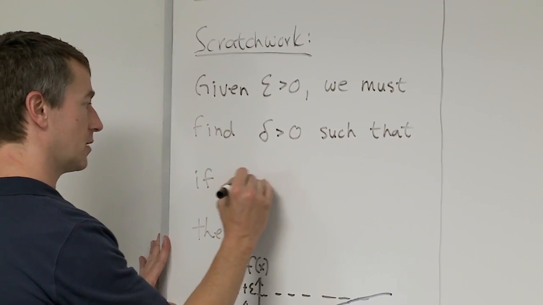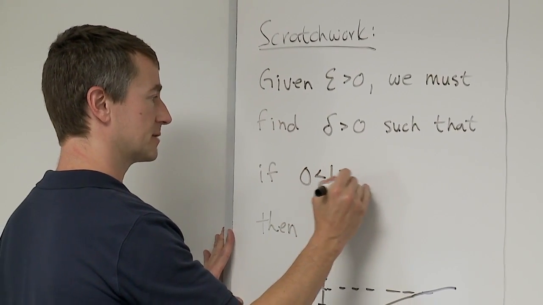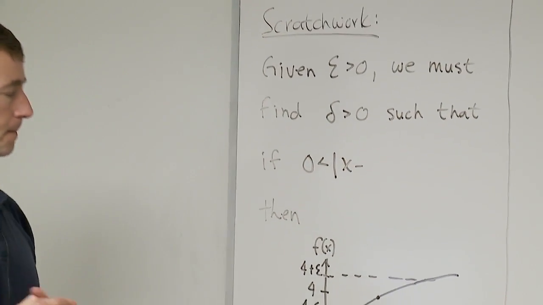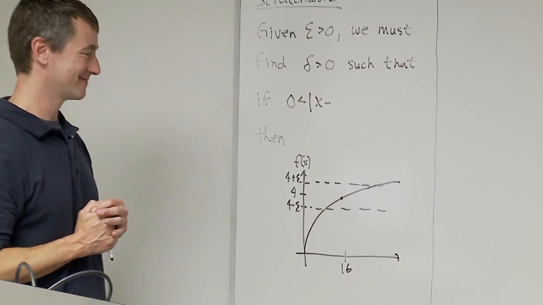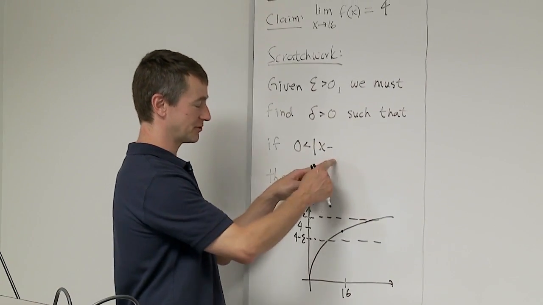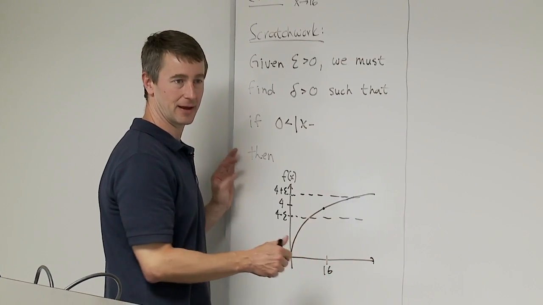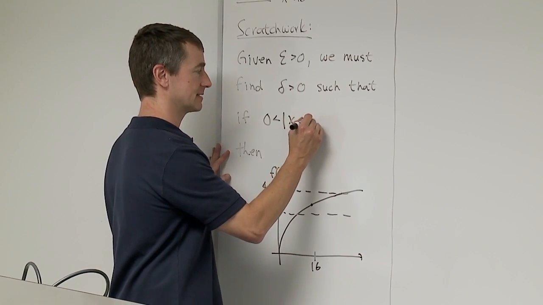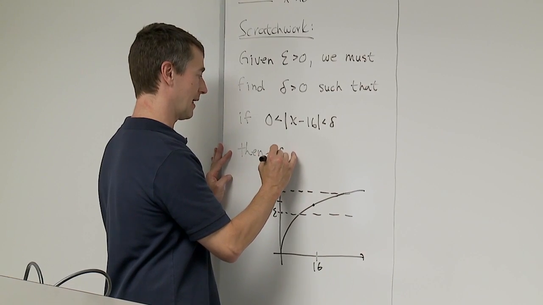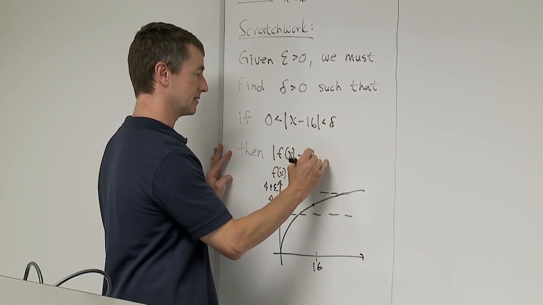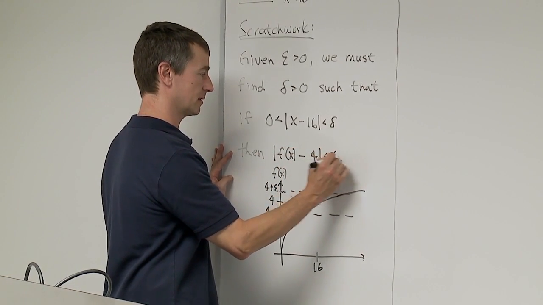In this case, if 0 is less than absolute value of x minus 16, so here, this is measuring how far we're going away from 16, right? So the distance between x and 16 is less than delta, then f of x minus the limit of 4 is supposed to be less than epsilon.